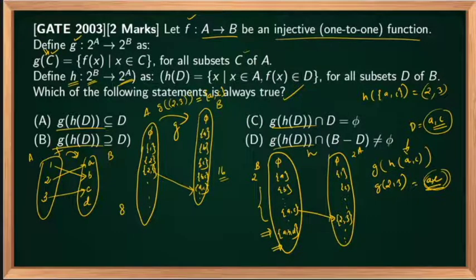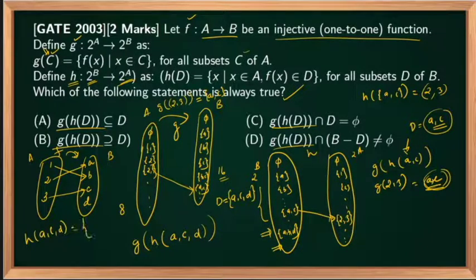So instead of AC, let me take ACD. Okay, this is a valid subset. I just involve D because D is not an image of any element in A, right? So now my capital D is A comma C comma D. And what is H of ACD? H of ACD will be the set of elements X such that X is an element of A and F of X is an element of D, right? So I'll see whether 1 is there. No, because B is not here. 2, yes, 2 is there. 3, yes, 3 is there. Okay, so H of ACD maps to 2, 3. So ACD is mapped to 2, 3.